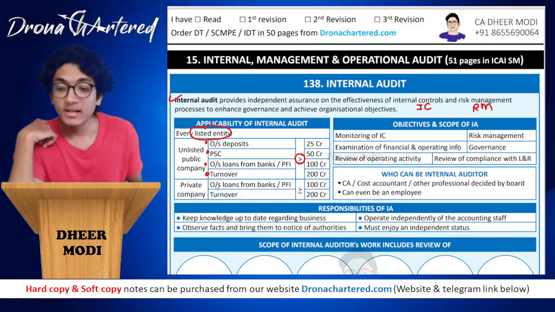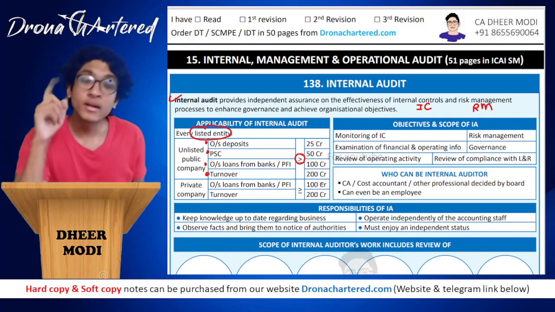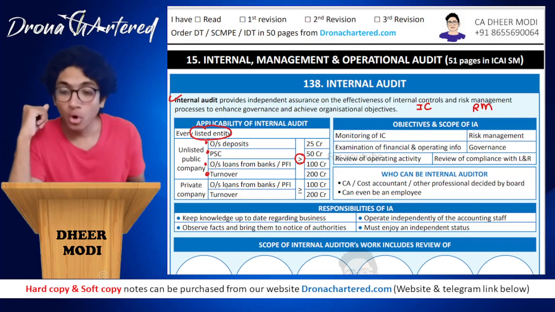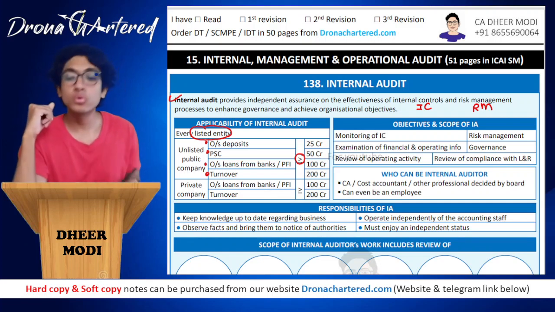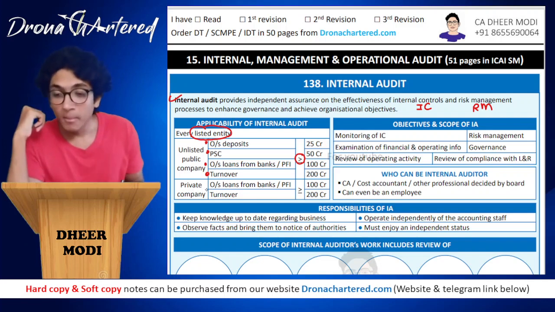And for private company, if your outstanding loans from banks and public financial institutions is greater than or equal to 100 crores, or your turnover is greater than or equal to 200 crore, in such a case internal audit will also be applicable to the private company.